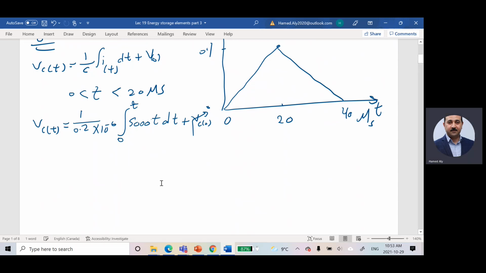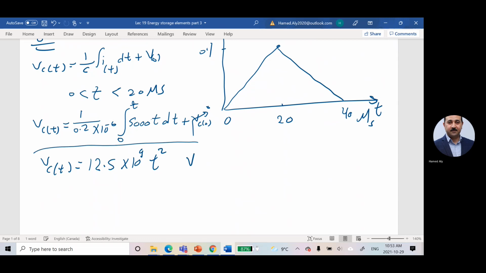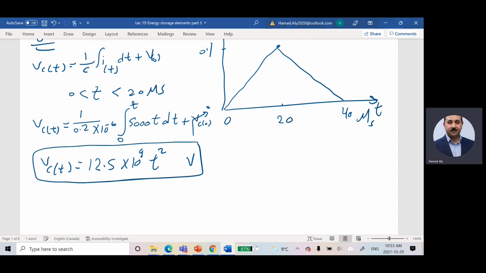So if you try to find the integral of this guy, it will be 5,000 t squared over 2. And this guy is divided by this number. So at the end, VC of t should be equal to, if you try to calculate it, 12.5 multiplied by 10 to the power 9 t squared volts. This is the voltage for the period from 0 up to 20 microseconds.